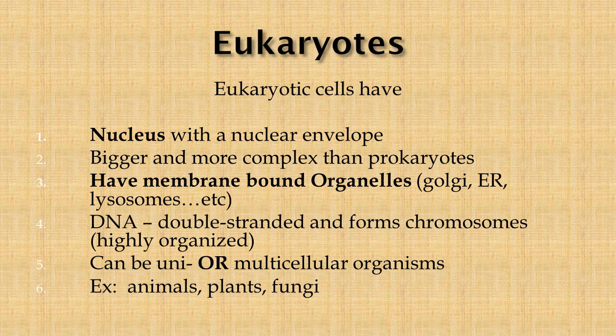Next, what are eukaryotic cells? Eukaryotic cells have a well-defined nucleus with a nuclear envelope. They are bigger and more complex than prokaryotic cells. They have membrane-bound organelles like Golgi complex, endoplasmic reticulum, lysosomes. DNA is double-stranded and forms chromosomes, that is the highly organized form of chromatin. Eukaryotes can be unicellular or multicellular. Examples are animals, plants, and fungi.